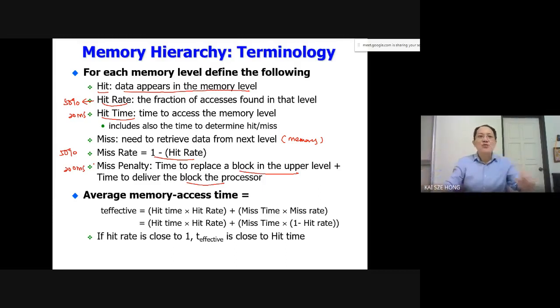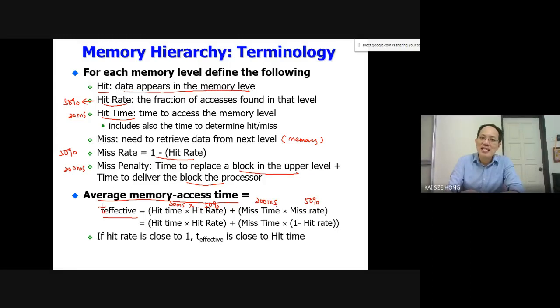So a cache is basically a faster memory. If you hit, then you will access the data faster. So the average memory access time is the effective T, big T. T effective equals the hit time, 20 milliseconds, multiplied by the hit rate, 50%, plus the miss time, 200 milliseconds, multiplied by the miss rate, which is 50%.